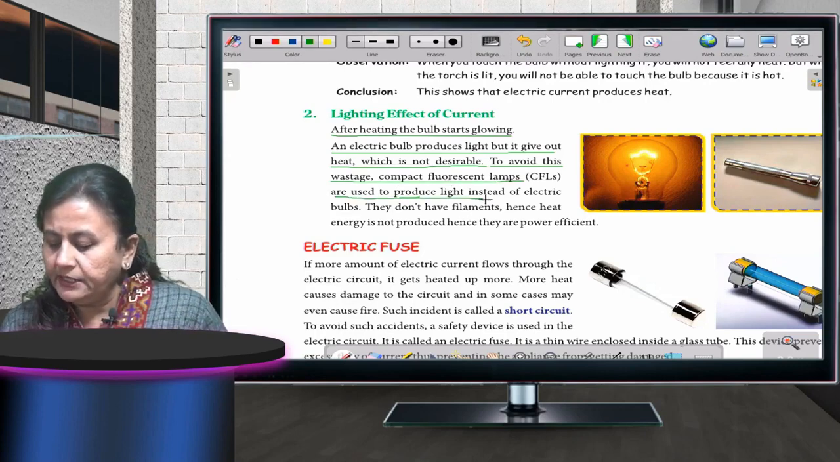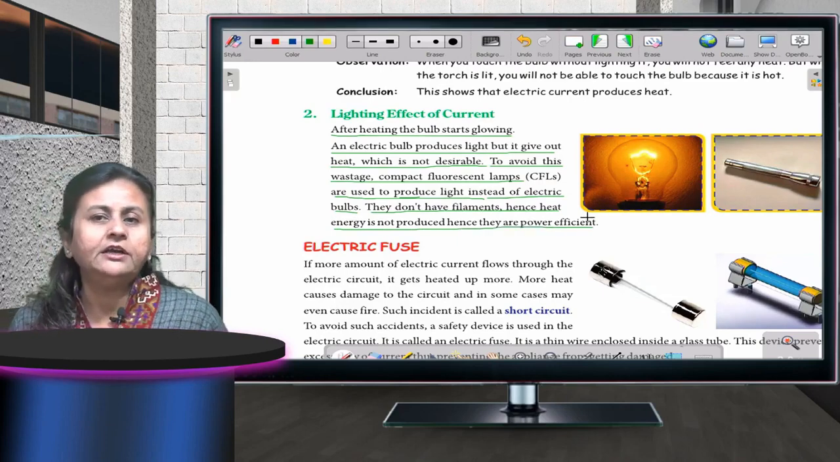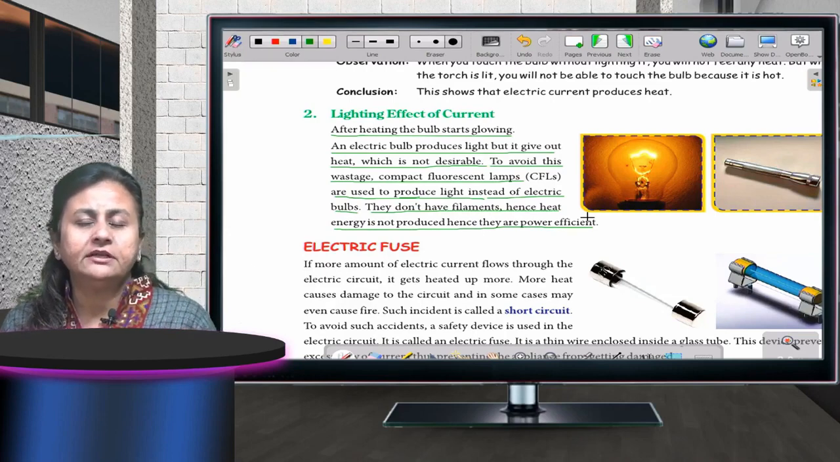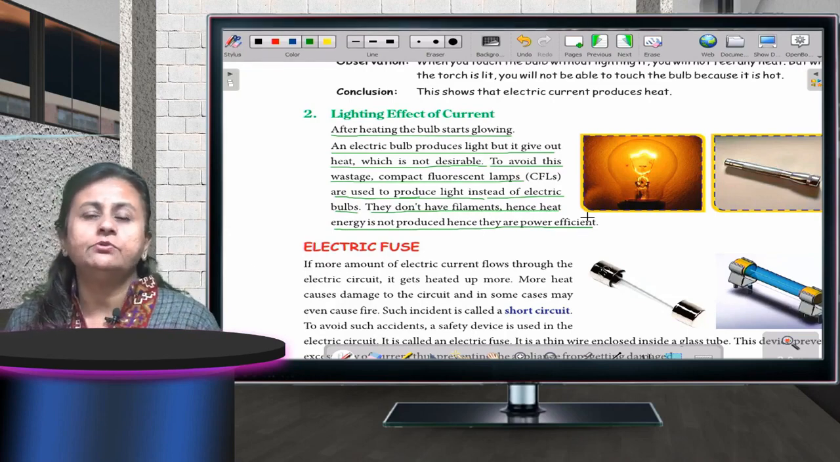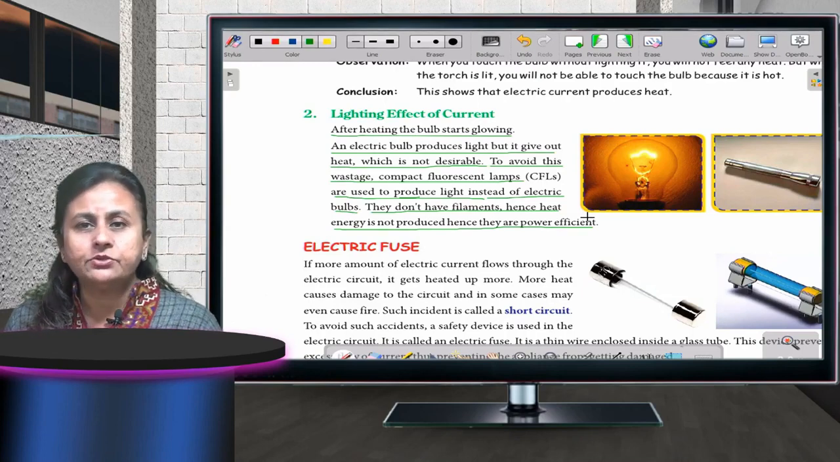LEDs produce light instead of electrical bulbs. They don't have filaments, hence heat energy is not produced, hence they are power efficient. Earlier we were using bulbs. What was happening when tungsten was the filament used to burn? It used to produce heat also, and it was not required by us.